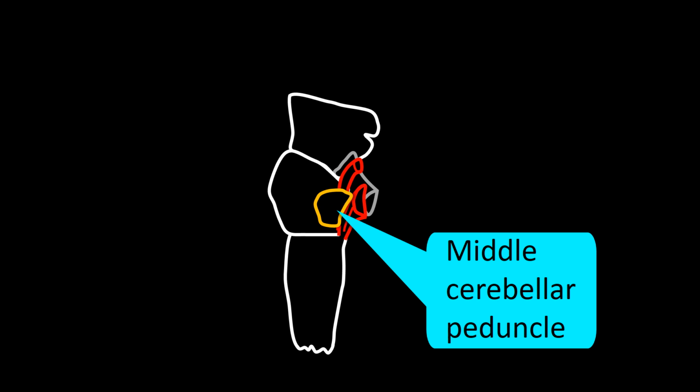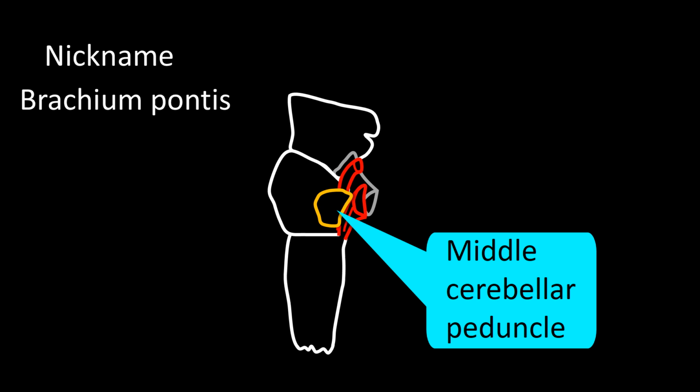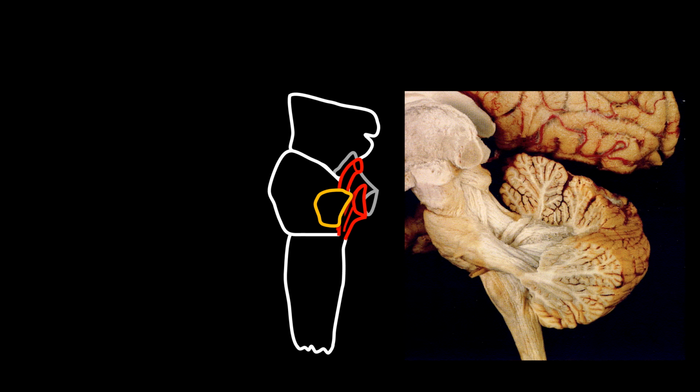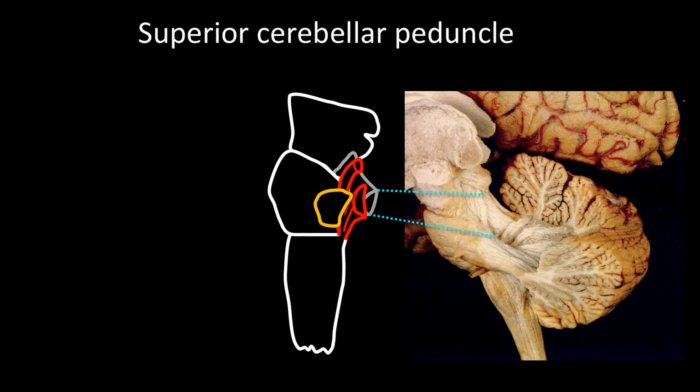This is the middle cerebellar peduncle, nicknamed the brachium pontis. I have now introduced a specimen to compare it with the sketch we have just completed. Here indicated is the superior cerebellar peduncle.